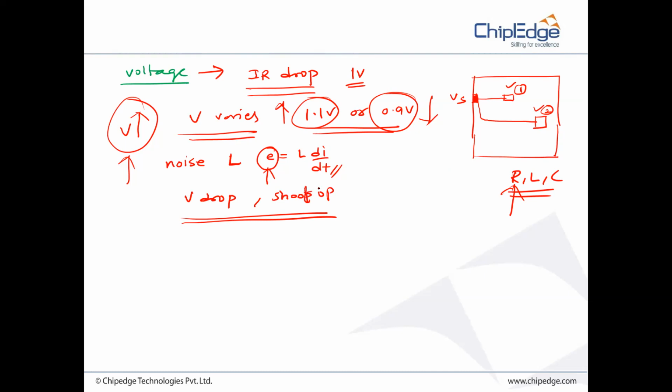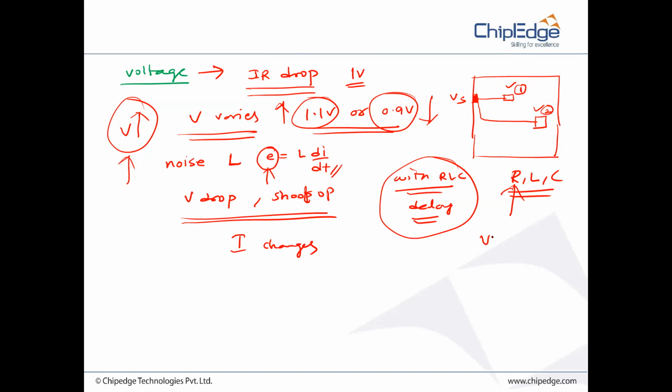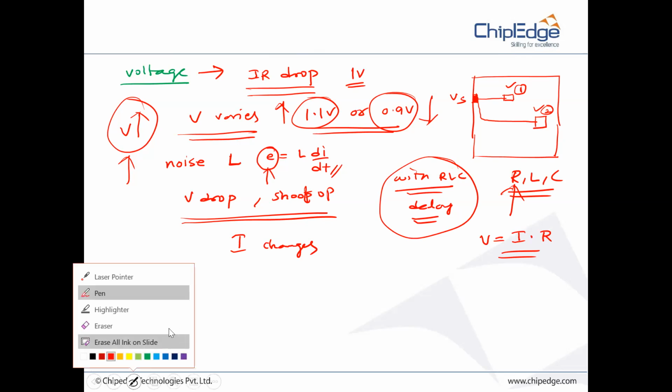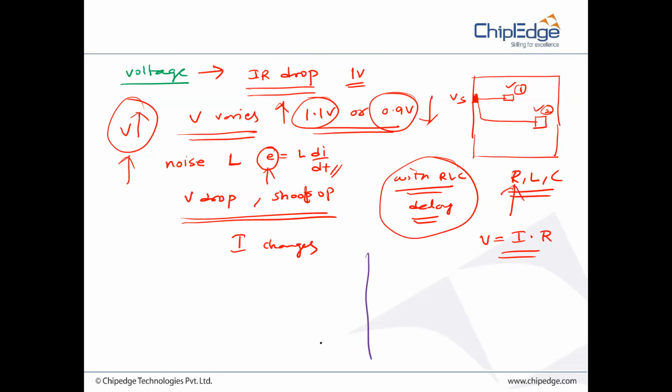So now if you see here, with this RLC delay, with these elements, there is a delay, right? With this delay, your current also changes. Yes or no? So as voltage changes, current should change, right? Because V is equal to I into R. Yes or no?